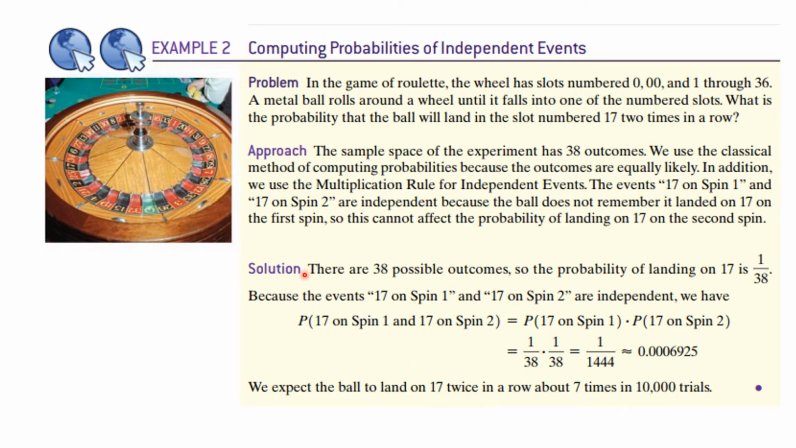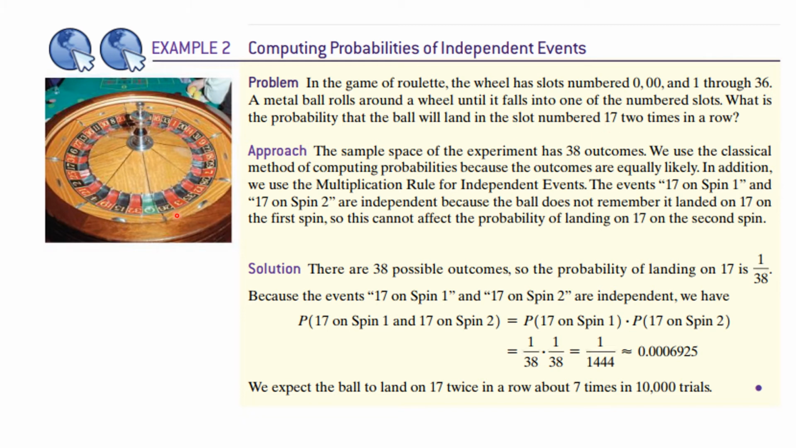So let's talk about a roulette wheel. This is something that is in casinos often. In the game of roulette, the wheel has slots numbered 0, 00, and 1 through 36. A metal ball rolls around a wheel until it falls into one of the numbered slots. What is the probability that the ball will land in the slot numbered 17 2 times in a row?